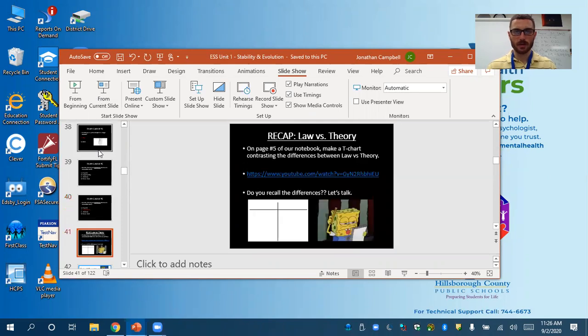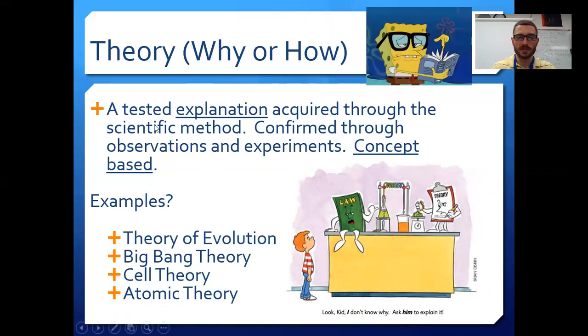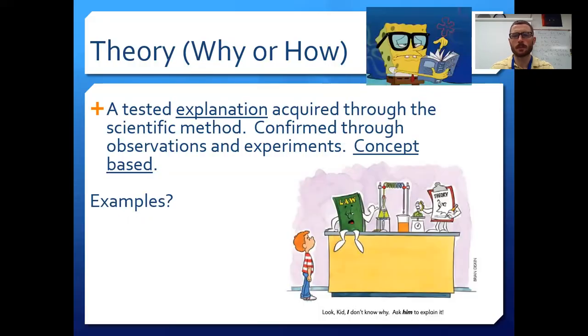Okay. So again, a theory. A theory, again, is an explanation. It's descriptive. It explains something. Laws and theories, one is not better than the other. They're just different. They have different roles in science. So go ahead and make sure you write both of these down. This is on page 6. We're going to put this on page 6, law versus theory.